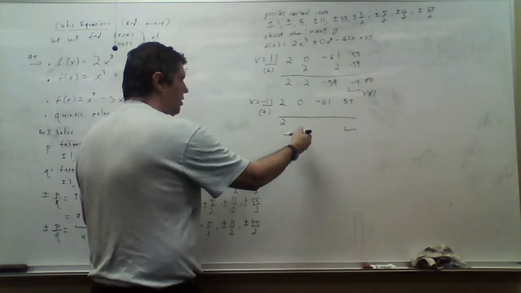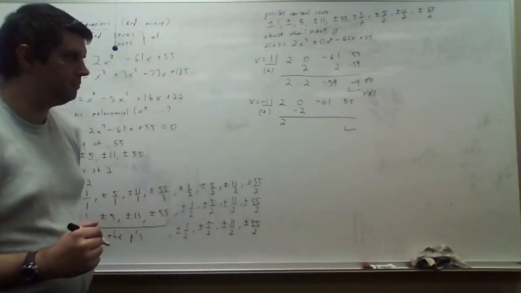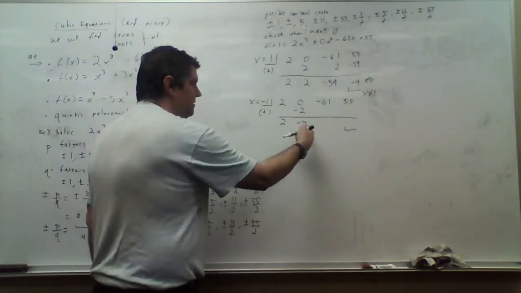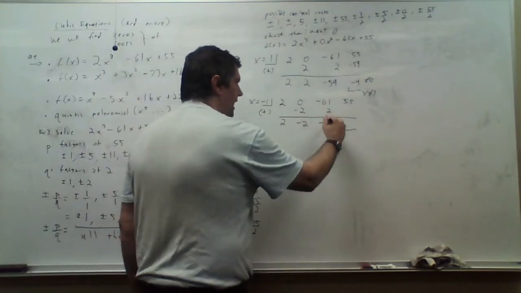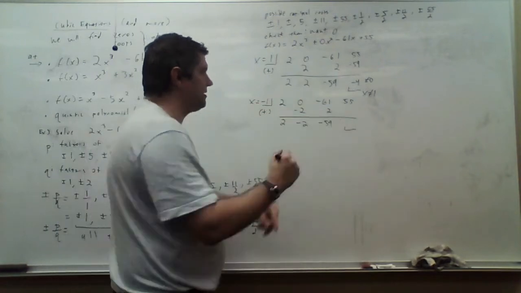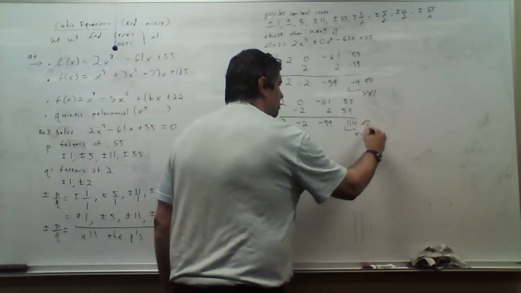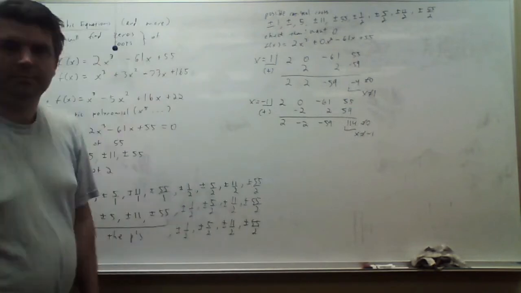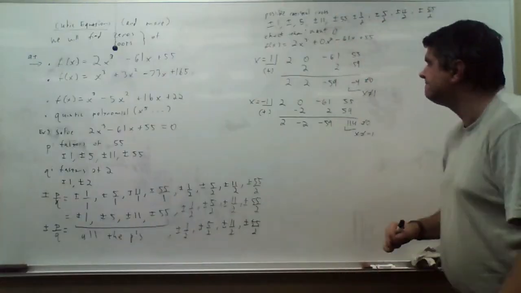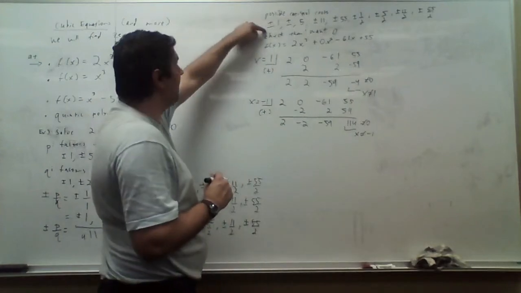So bring down the 2. Negative 1 times 2 is negative 2. Add them up, you get negative 2. Negative 1 times negative 2 is positive 2. I get negative 59 again. Negative 1 times negative 59 is positive 59. That's 114, which is not 0, so x does not equal negative 1.